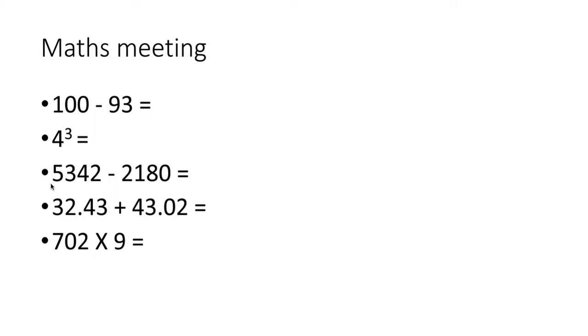Next one, column subtraction. Getting pretty good at these now. Column addition, don't forget to line up your decimal places. And then a column multiplication, 9 times 2, 9 times 0, 9 times 700. Combine to find your answer. Okay, pause the video now and work out your answers.